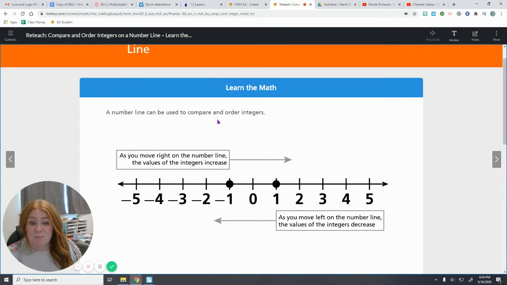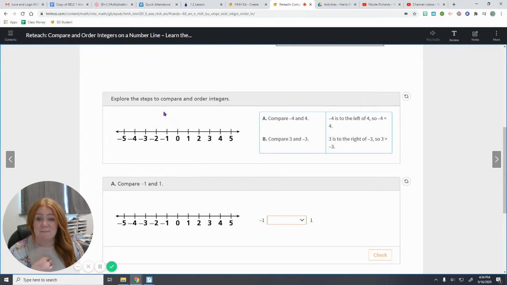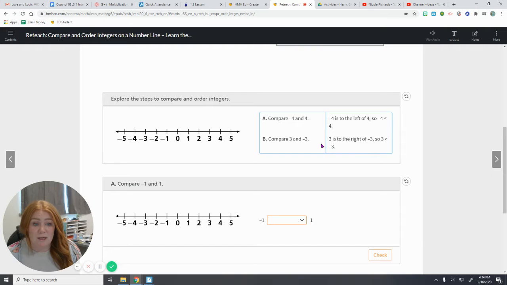So the biggest thing we need to remember when we are using number lines is that when we move to the right, that's where the integers are going to increase. The numbers are getting bigger when we move to the right, and they're getting smaller and decreasing when we move to the left. So here it's going to ask us to compare -4 and 4. So -4 is all the way over here, and 4 is over here. When they're farther to the right, they're bigger, so that means 4 is greater and -4 is smaller.